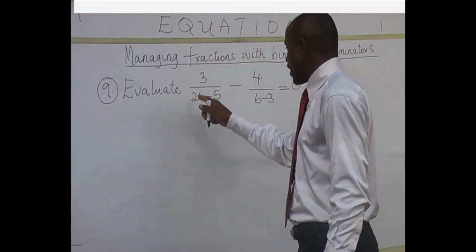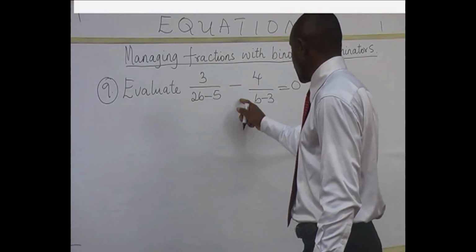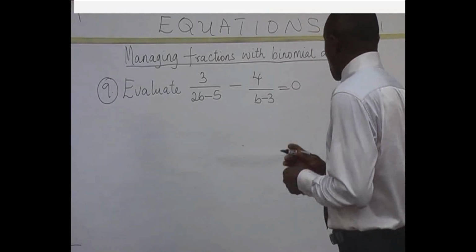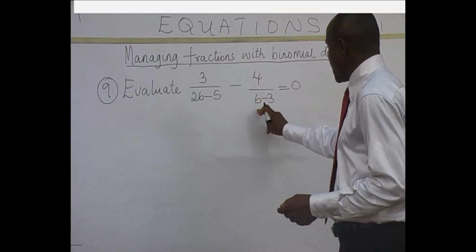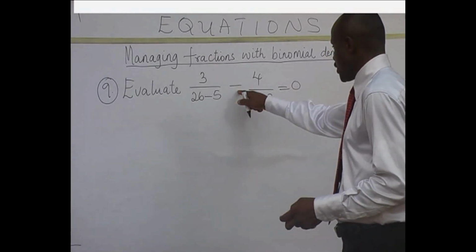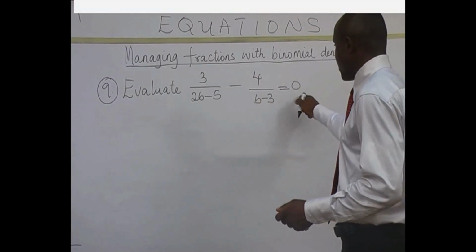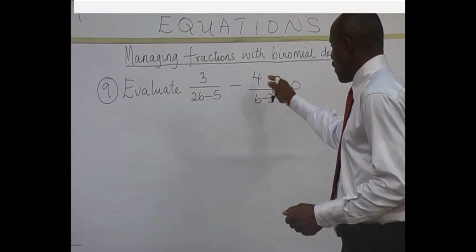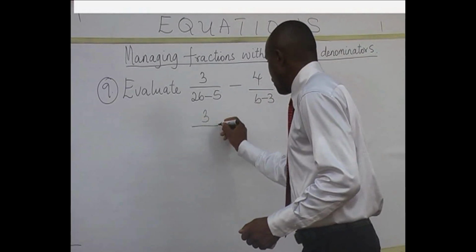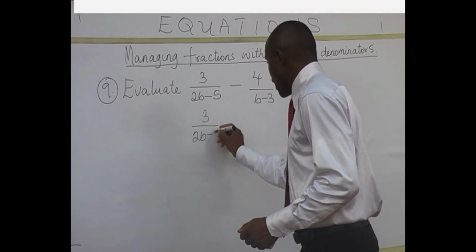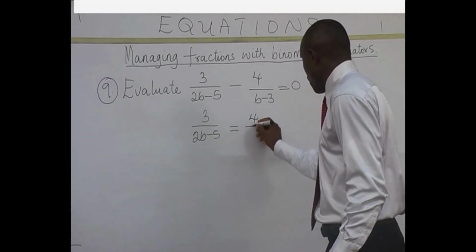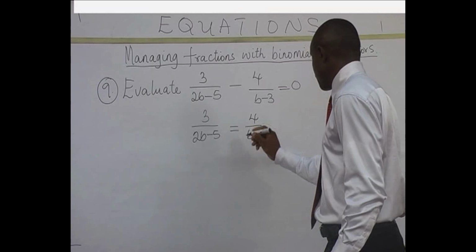Evaluate 3 all over 2b minus 5 minus 4 all over b minus 3 is equal to 0. Move minus 4 all over b minus 3 from the left hand side of the equation to the right hand side. Remember, the sign will change. So we are going to have it in the right hand side to be plus 4 all over b minus 3. That means we are going to have 3 all over 2b minus 5, still left in the left hand side, is now going to be equal to 4 all over b minus 3.